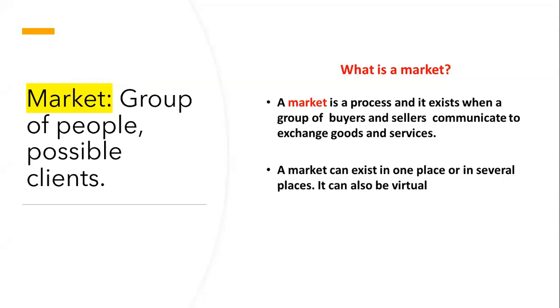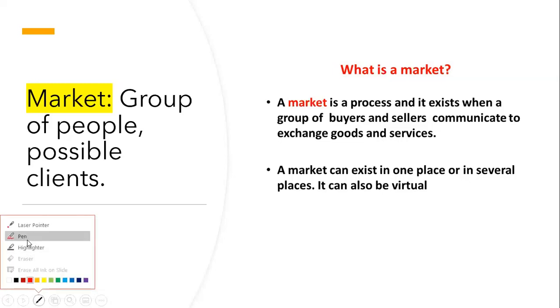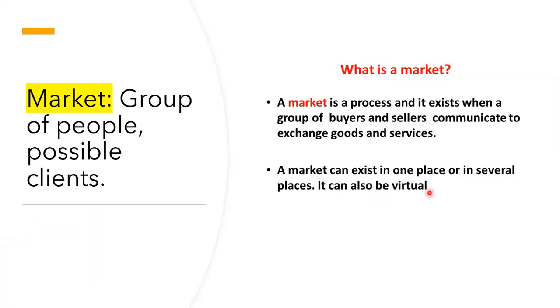So here we have a couple of definitions. It says, a market is a process and it exists when a group of buyers and sellers communicate to exchange goods and services. A market can exist in one place or in several places. And here's something very important. It can be virtual. Can you believe that? Yeah, like right now. We cannot go out, so we have to buy our stuff online. So that's how we call a virtual market.